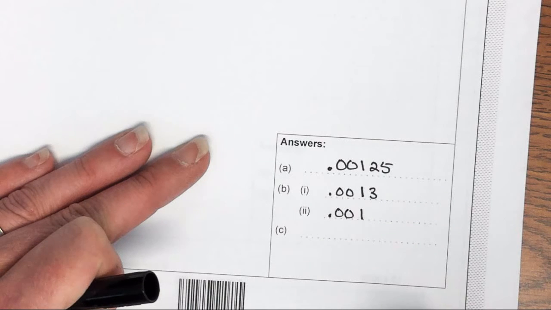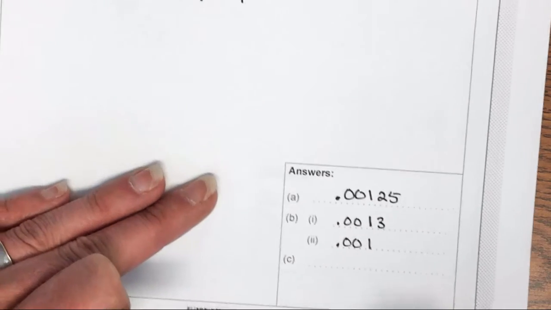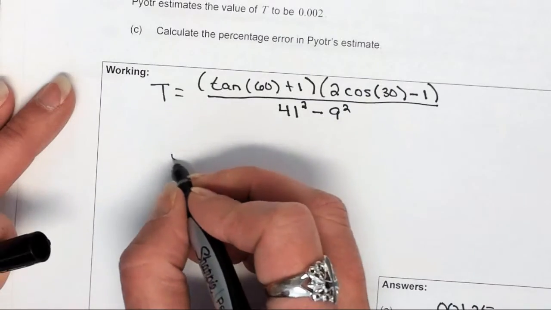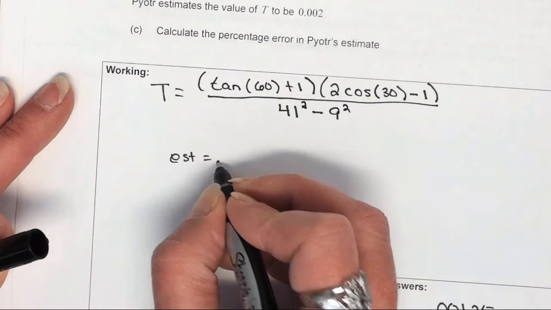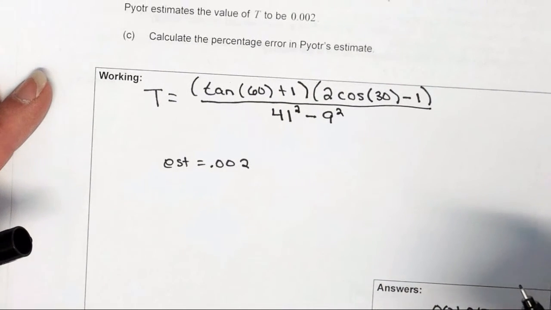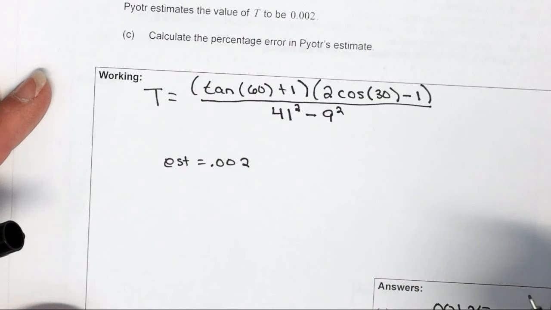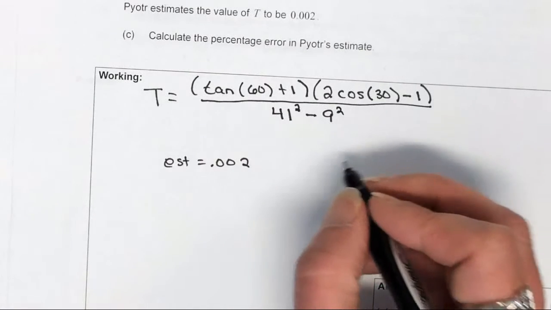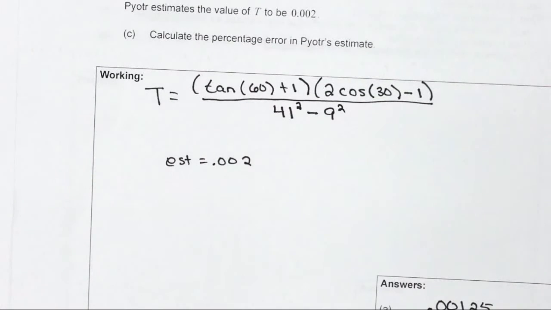Now, somebody estimates the value to be 0.002. That's the estimate, 0.002. What's the exact value? The 0.00125. So, a lot of people made mistakes on putting this into the formula, in the formula book.